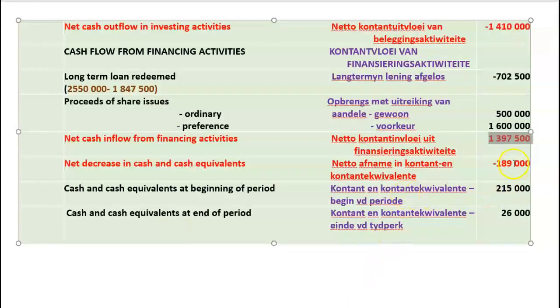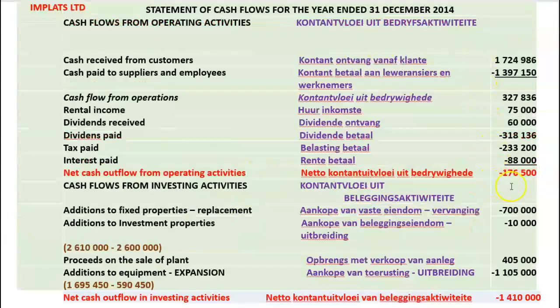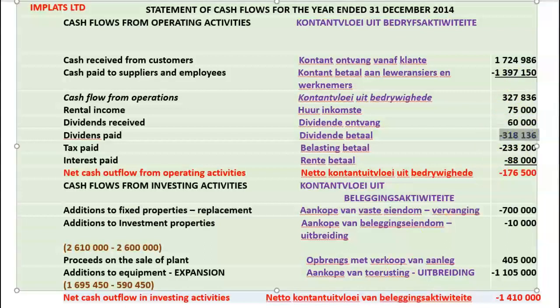So there was a decline, an outflow of 189,000 Rand in cash and cash equivalents. Going back here, if I take the minus 170, look here, they had an outflow of cash out of operating activities, which is not a healthy thing. And if you look here, what is the reason for that? Look there. They paid far too much dividends. You cannot do anything about the tax because you've earned the income if you pay the tax. But you can definitely do something about dividends. So they paid out far too much dividends. The cash flow out of operating activities was only 327,000 and they paid out nearly the full amount in dividends. Very, very stupid.